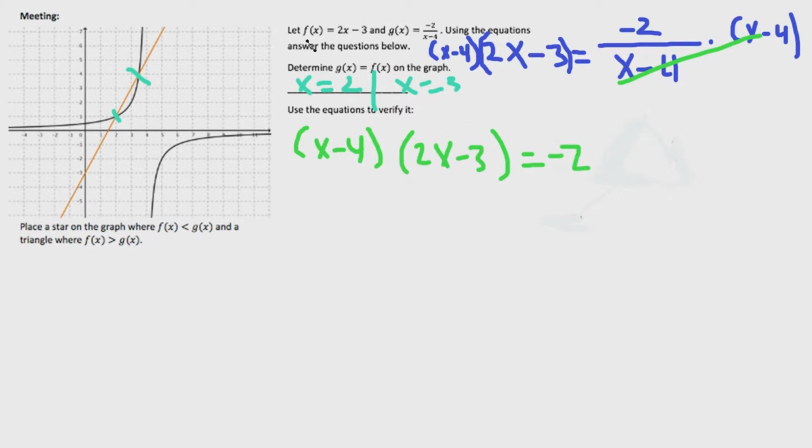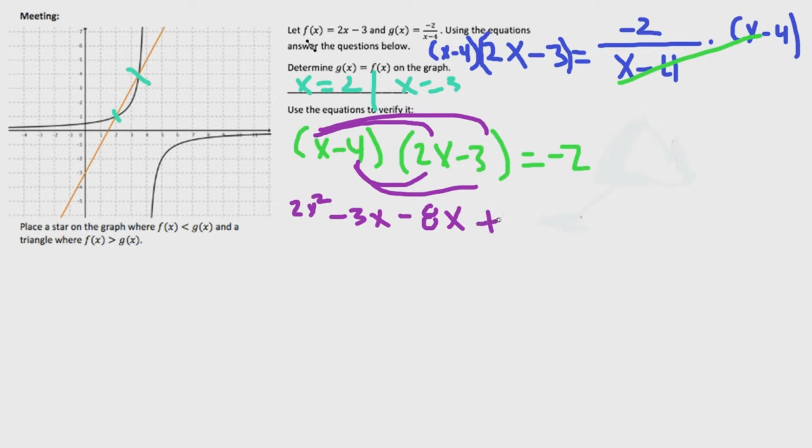We got to multiply this out. So now we got to distribute this out. So we're going to get x times 2x is 2x squared. X times negative 3 is negative 3x. Negative 4 times 2x is negative 8x. And negative 4 times negative 3 is positive 12, is equal to negative 2.